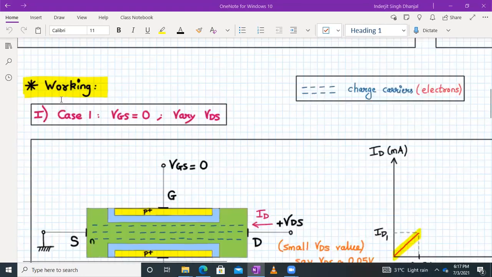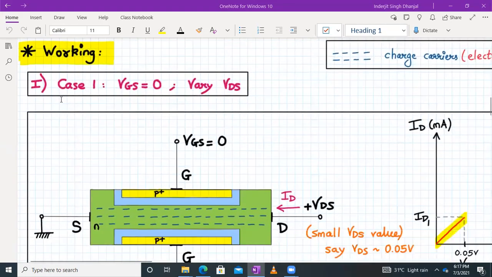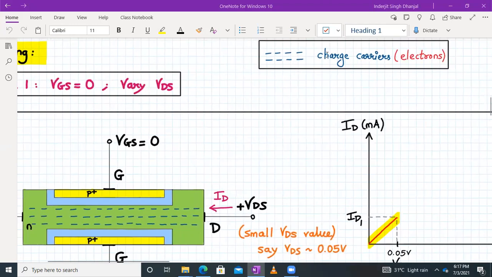So let us start with the working. For the first case, we will consider two cases. And for the first case, we will consider that the applied VGS voltage is 0, and we are only applying VDS voltage, which is very small. And over here, this dotted line indicates the charge carriers, which are electrons.